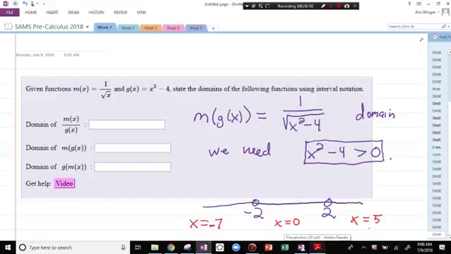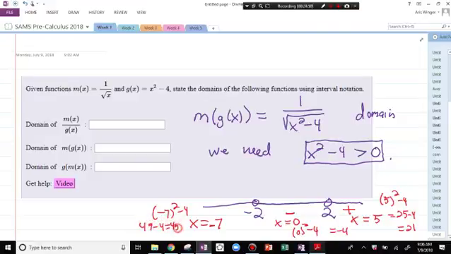So when x is 5, for instance, you get 5 squared minus 4. 25 minus 4 is 21. I don't really care what the number is. I just know that it's positive. When x is 0, 0 squared minus 4 is -4. It's negative here. And then when x is -7, -7 squared minus 4 is 49 minus 4, which is positive.